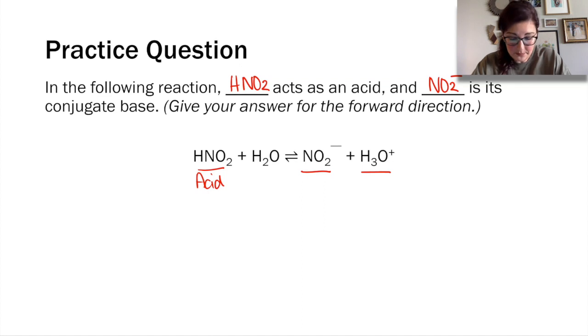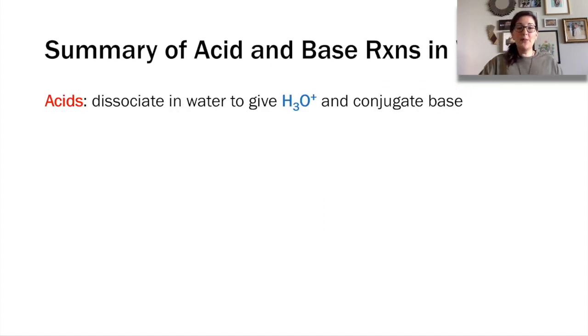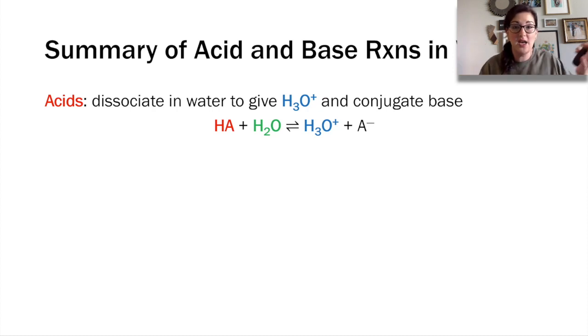Okay? All right, so just a summary of what we saw, we're going to fly through this real quick. We know that acids react with water. They dissociate in water to give the hydronium ion and their conjugate base. So here is a generic overall reaction for an acid in water. HA is just a generic acid. It could be anything: HCl, HNO3, HF, doesn't matter. The conjugate base is A minus.